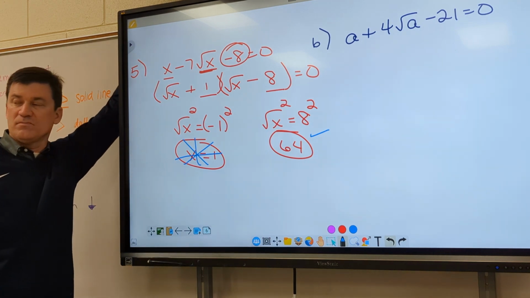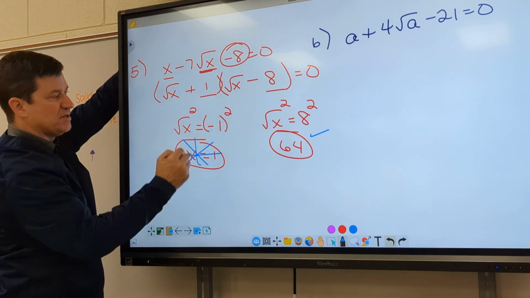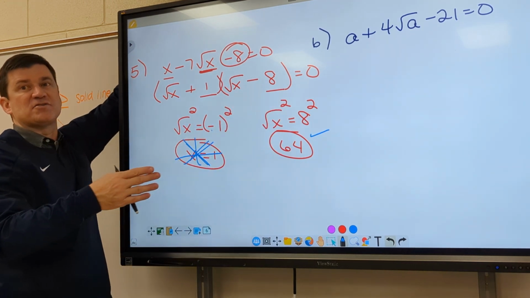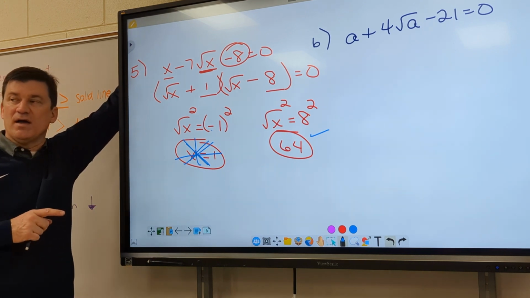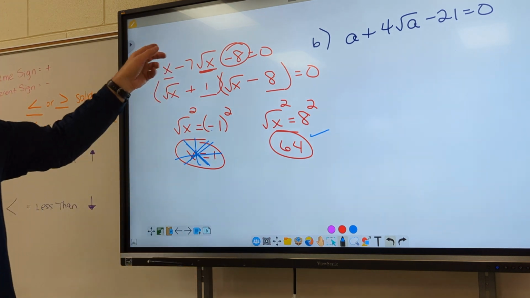So you can learn my shortcut about the negative, or you can plug them both back in and check them both. All right, now, what if we have a problem where that one's a negative, we throw it out, and that one's a negative, we throw it out as well? We don't have any answers left. What would you write for your answer on that? No solution.